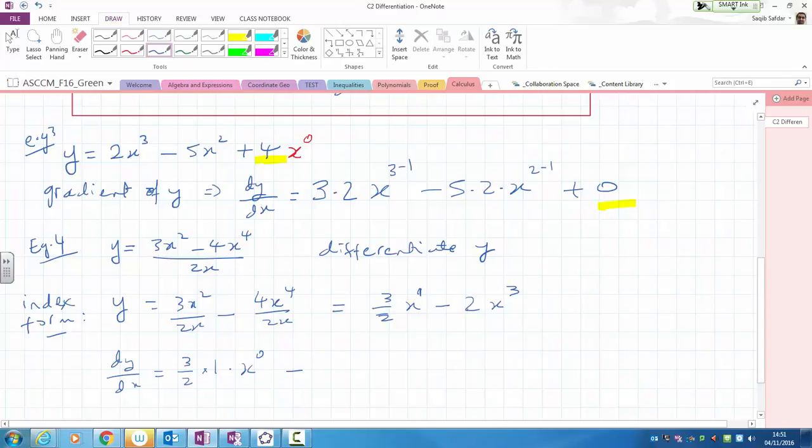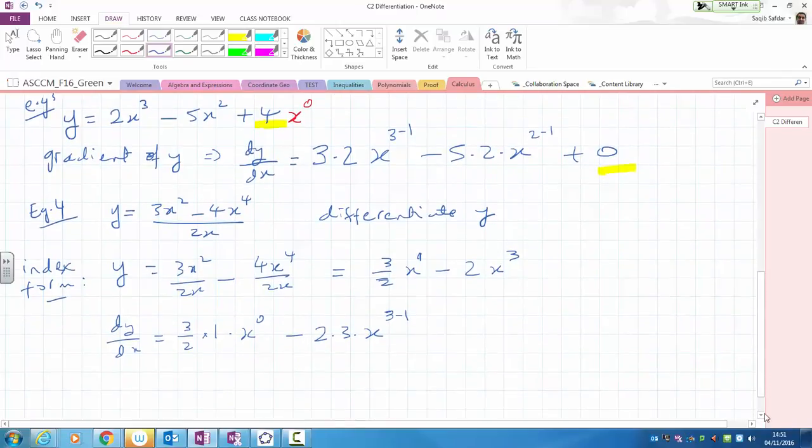Minus, what happens to the next one? 2 times 3 times x to the power of 2. I'm going to write down 3, take away 1 for now, just to show the method, just to show what I'm actually doing. And this becomes 3 over 2, x to the 0 is just 1, minus 6x squared. Do you see how that works?